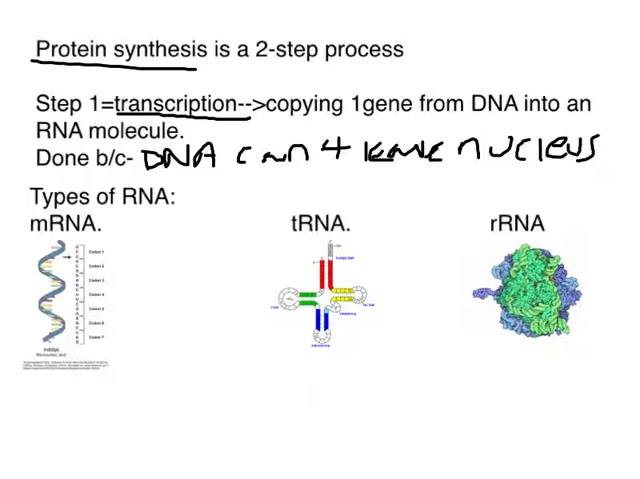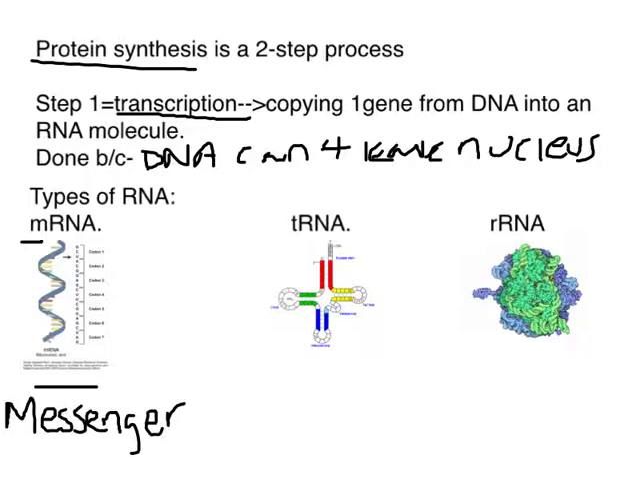The first type is mRNA, and the M stands for messenger. This is the RNA that we normally think of when we do transcription. This messenger RNA is going to carry the gene that we need to the ribosome. It's going to be the code that we're going to actually read to build the protein. It looks like, in this picture right under here, the RNA molecule that you all built in class.